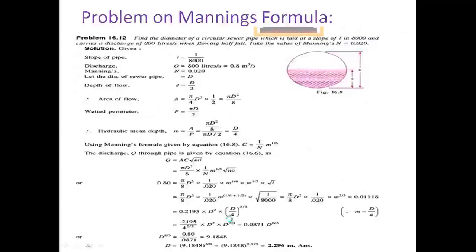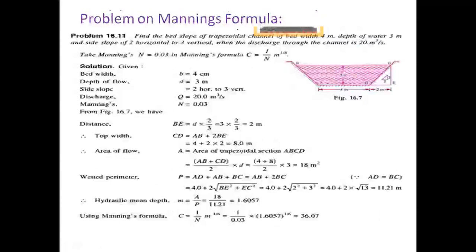By using Manning's formula, find out the bed slope. Here, Manning's formula: C equals 1 by n into m whole power 1 by 6. 1 by n, Manning's constant value 0.03, into m value 1.6057, whole power 1 by 6. That constant value is 36.7. Now find the bed slope of the channel.